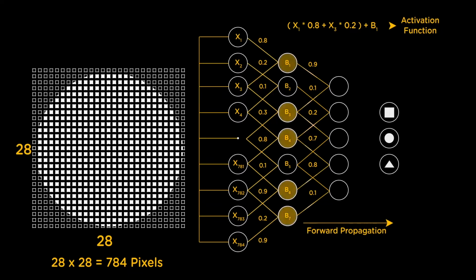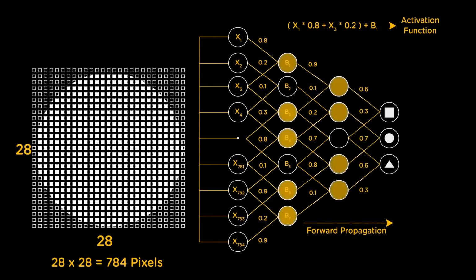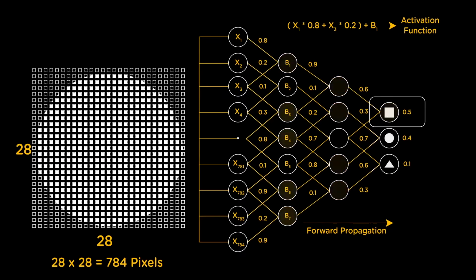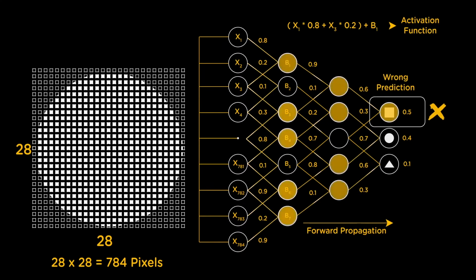In the output layer, the neuron with the highest value fires and determines the output. The values are basically a probability. For example, here, our neuron associated with square has the highest probability. Hence, that's the output predicted by the neural network. Of course, just by a look at it, we know our neural network has made a wrong prediction. But how does the network figure this out?